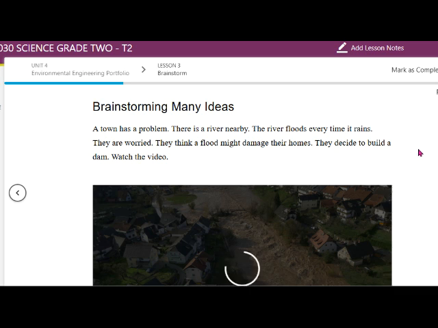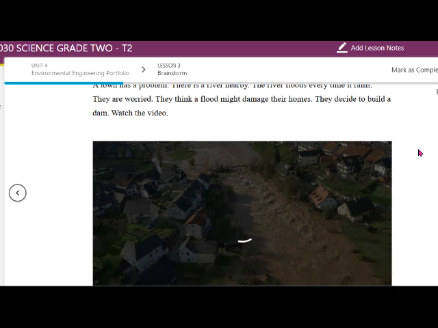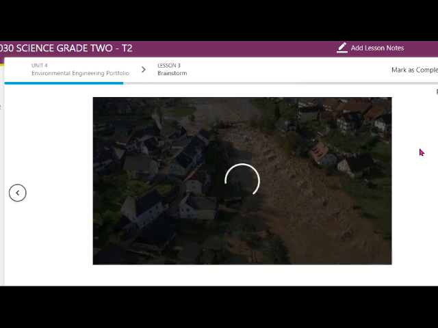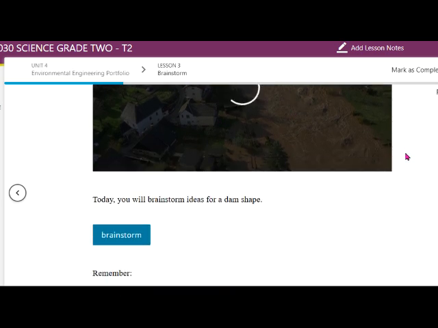A town has a problem. There is a river nearby. The river floods every time it rains. They are worried. They think a flood might damage their homes. They decide to build a dam. Watch the video. So watch this video here about a dam being built and see what happens.